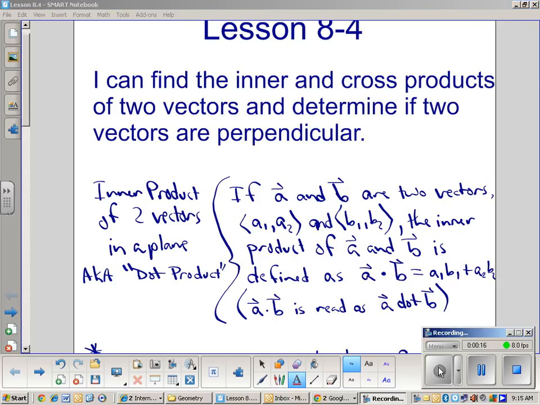It may be that the book wrote the definition or the introduction slightly differently, but it's the same rules as in the book. We're studying inner products and cross products of vectors today.